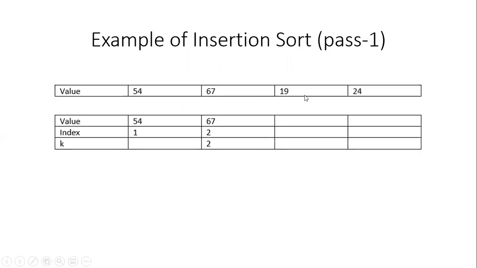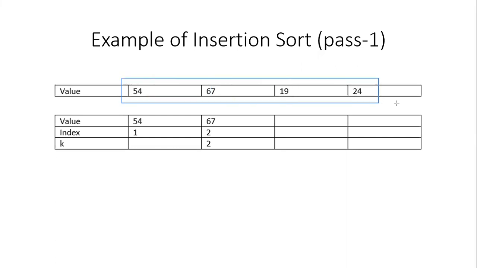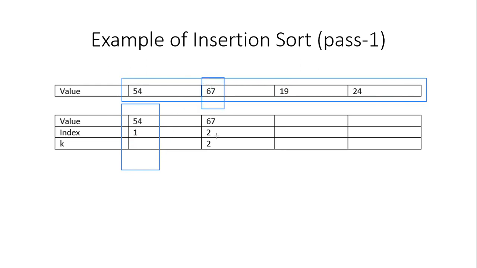So let's have a look at this particular example. The total number of elements in the list are 4, as you can see here: 54, 67, 19 and 24. So what we are going to do, this element has been placed at the first position. So we assume that this is a sorted list with only the single element. So now we are going to place the second element, that is 67, at its correct position in the sorted list.